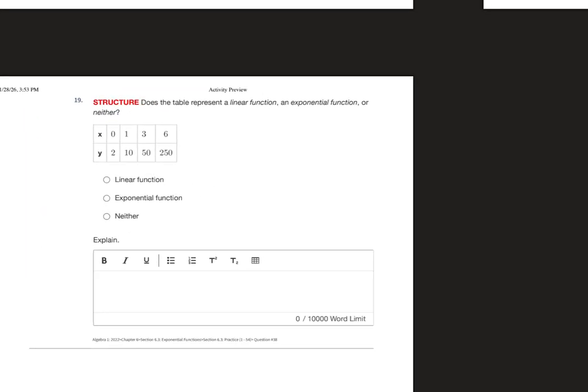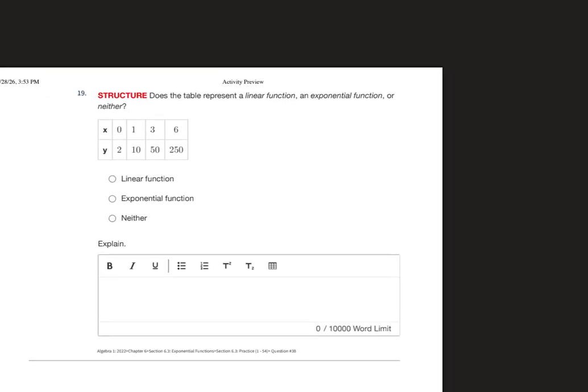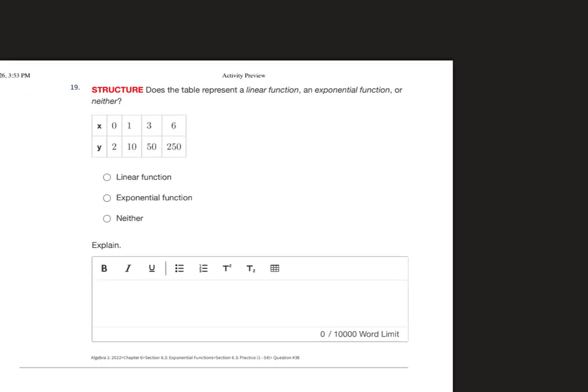Last one. Does the table represent linear or exponential? Seems like we've done this. Oh, or neither. Okay. So let's see. We're going up by 1, and this goes up times 5. So they didn't do times 2. So let's check this out.